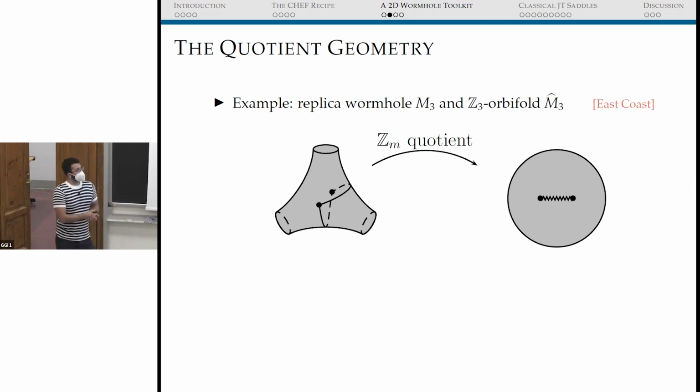We're going to consider constant negative curvature manifolds, as in the case of JT. This picture might be familiar from the East Coast paper. If we have a replica symmetric wormhole, it will look like this, say for 3 boundaries. There's some modulus for these wormholes, which is the size of the throats. Here, I guess you cannot really see throats, but you can imagine these continue like a trumpet. And so the proper size of these throats is the modulus that we have over replica symmetric wormholes.